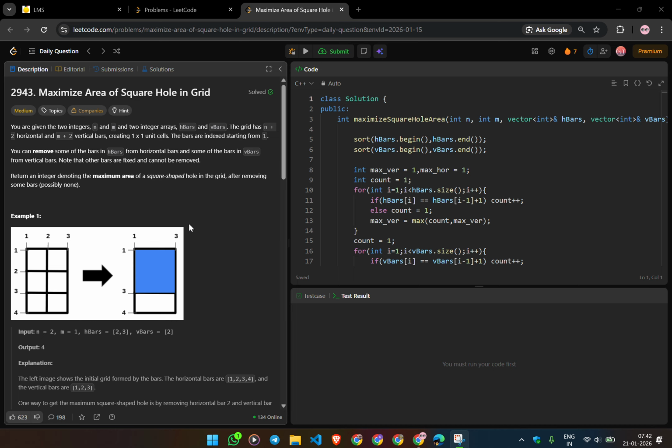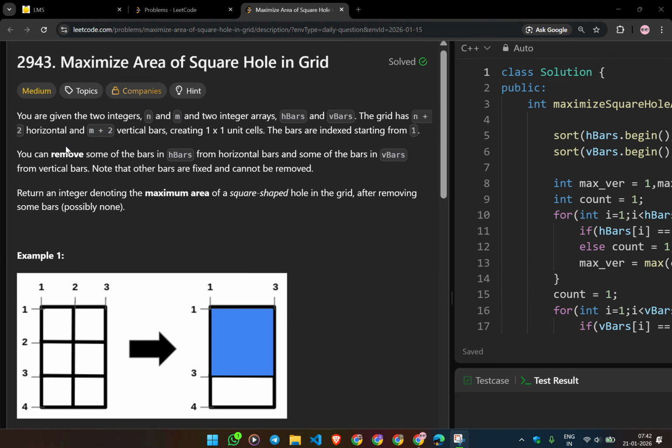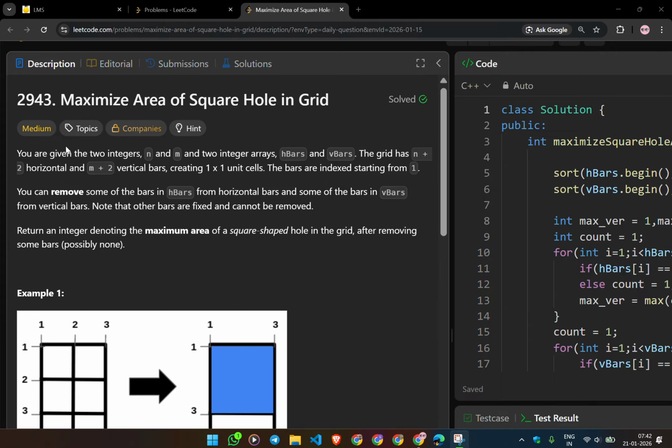Hello guys, today we will see the Leetcode problem number 2943, which is maximize the area of square hole in grid. So now let's see what is given in the question. You are given two integers n and m and two integer arrays hBars and vBars. The grid has n plus 2 horizontal and m plus 2 vertical bars, creating one by one unit cells. The bars are indexed starting from 1.